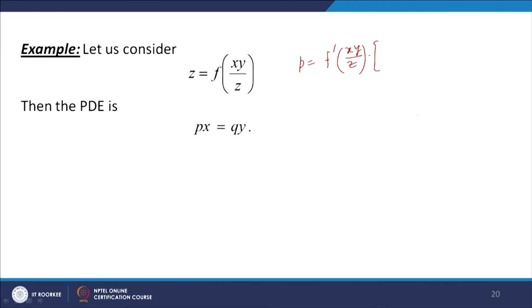So, derivative of this with respect to x means what? We have to differentiate xy/z with respect to x. So, we will have the derivative of the numerator, which is y into z, minus the derivative of z with respect to x, that is p, into xy, divided by z². Similarly, when we differentiate with respect to y, we get this.